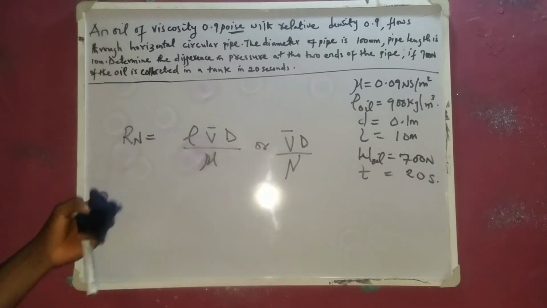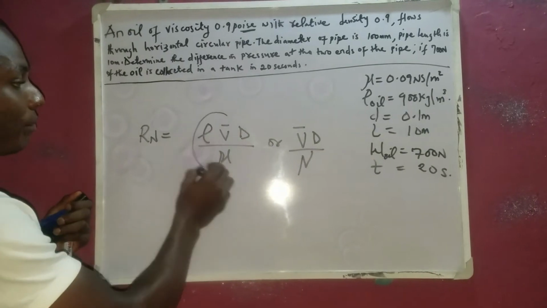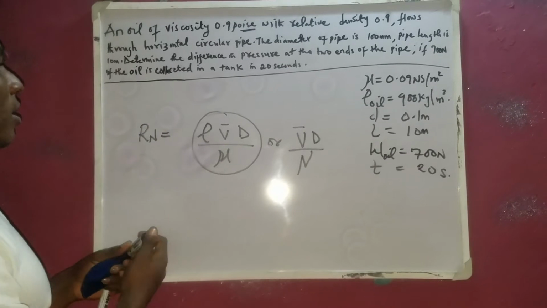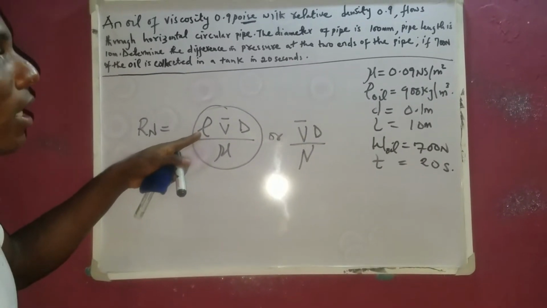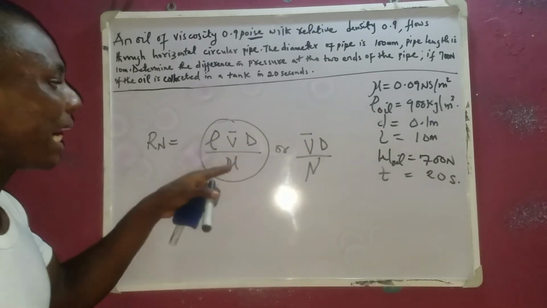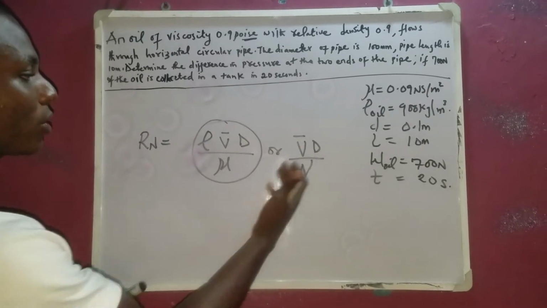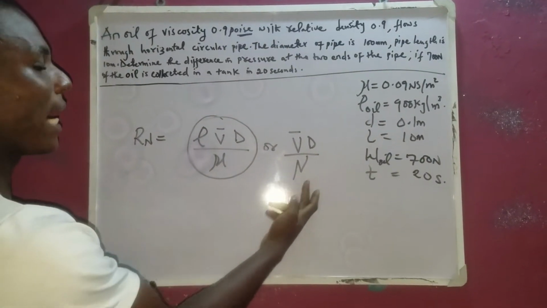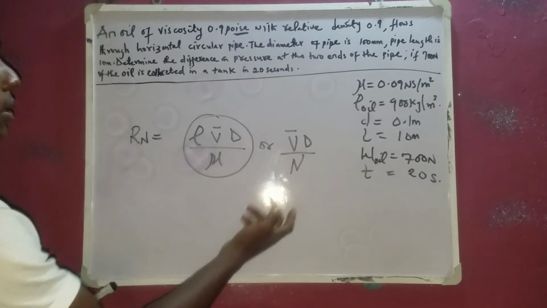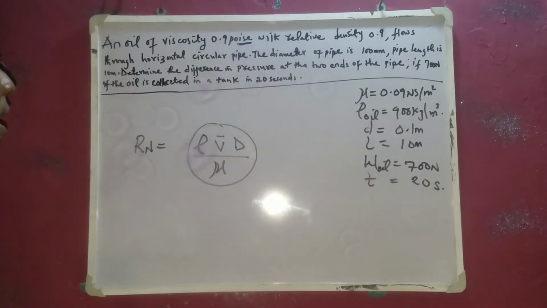Now, we will use this one because we have the density of oil as 900 already. We don't know the mean velocity, we know the diameter, and then we know our dynamic viscosity. So we will not look at this one because we have no kinematic viscosity. So of course this one has to go off. So let's work with this.